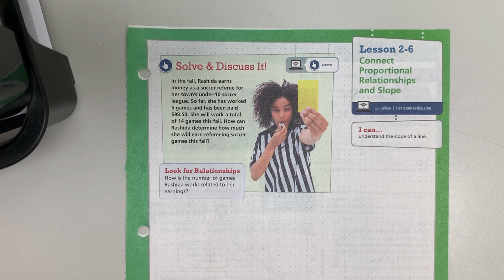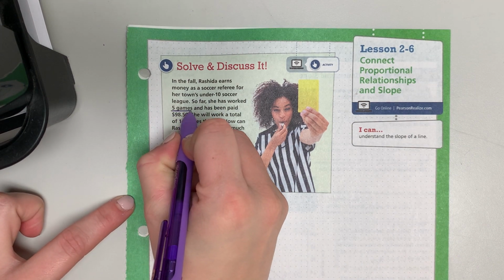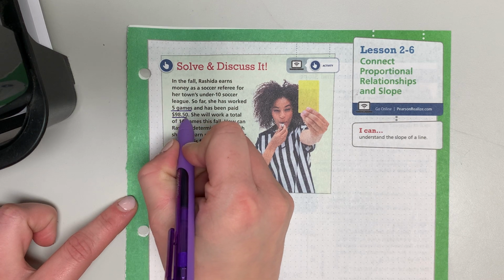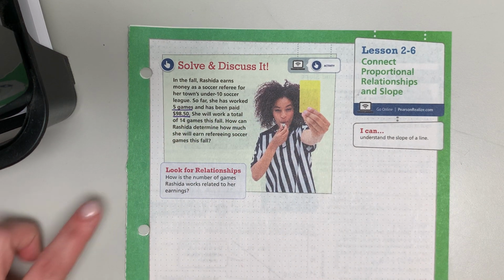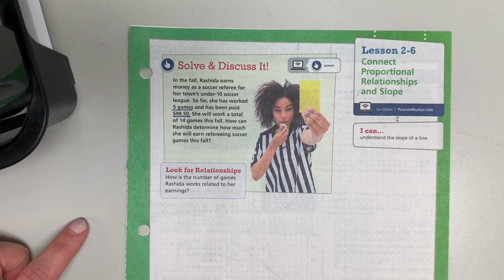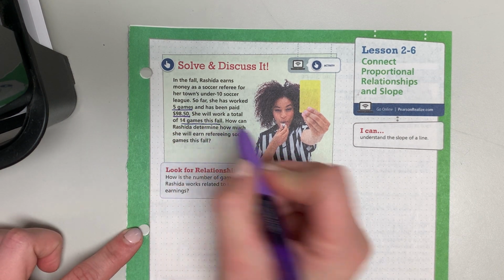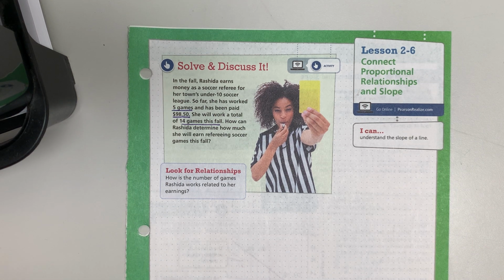In the fall, Rashida earns money as a soccer referee for her town's under-10 soccer league. So far, she has worked 5 games, so that's probably important, and has been paid $98.50. Okay, I'm going to underline that because it's probably important. She will work a total of 14 games this fall. How can Rashida determine how much she will earn refereeing soccer games this fall?